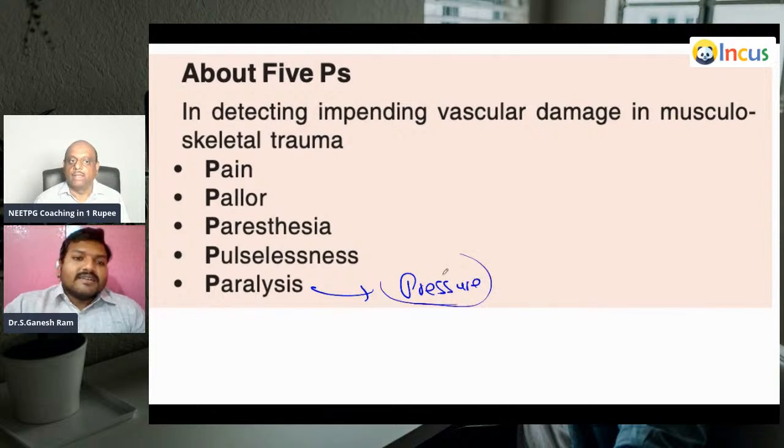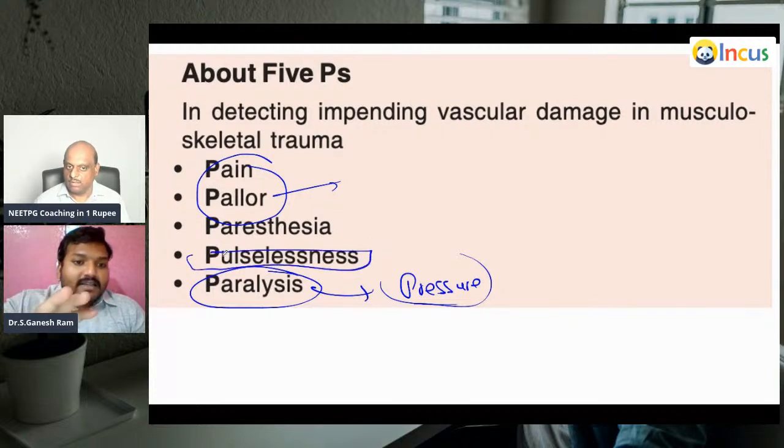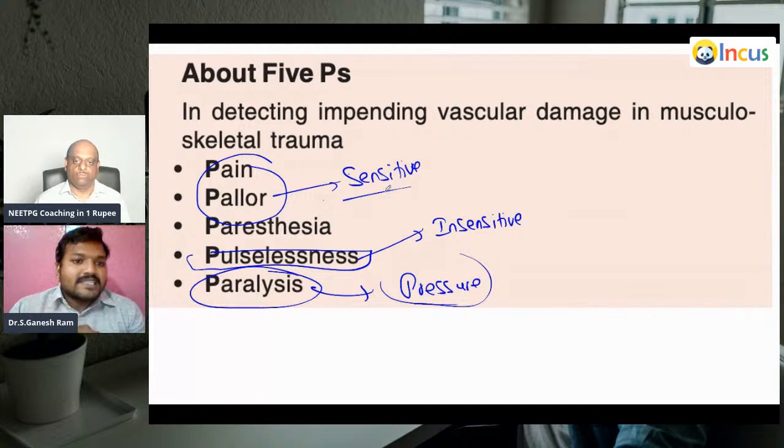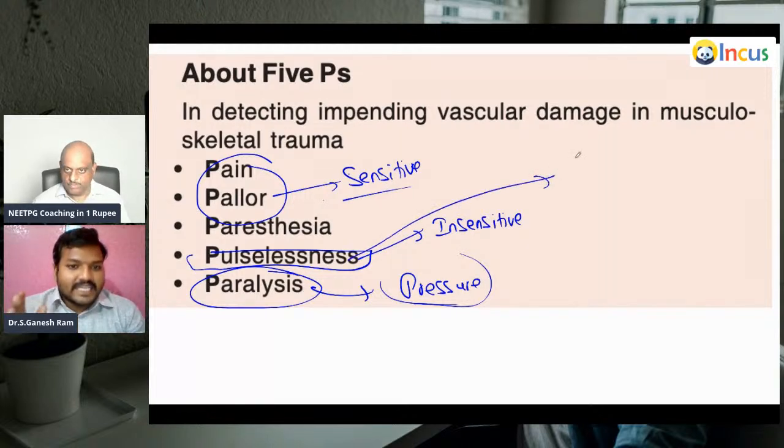So the pain, pallor, paresthesia and paralysis will be very sensitive markers there, except for pulselessness. Sometimes in compartment syndrome, pulselessness will be a very late presentation. So based on that, we cannot decide whether it is an acute compartment syndrome. The compartment syndrome may have progressed to a great extent, but the pulse may still be present. So pulselessness would be the last indicator. In doubt, we have to measure the intracompartmental pressure.